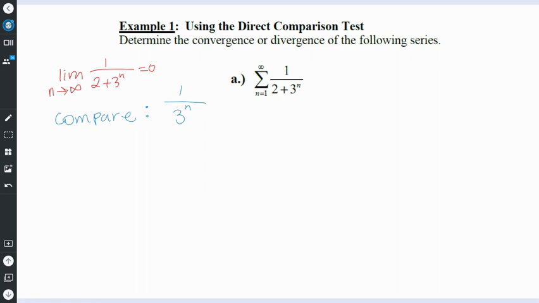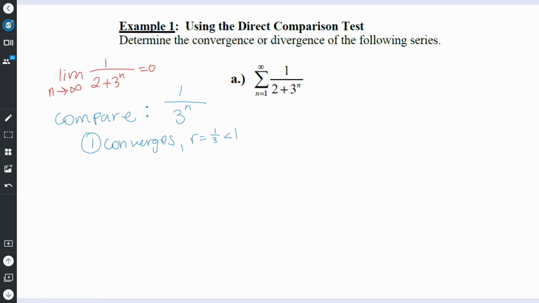And what do you know about 1 over 3^n? Does this converge or does this diverge? It converges. Why? It goes to 0. The limit test would still be inconclusive. By which test do you know that this converges? The geometric series test, right? Because the ratio equals 1/3, which is less than 1, as Victoria said.